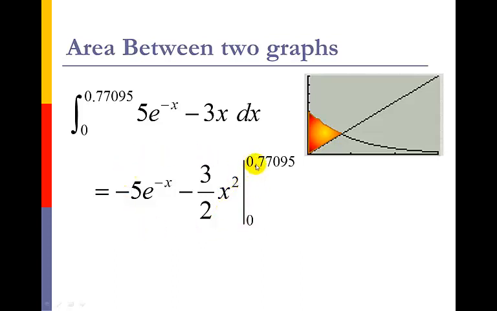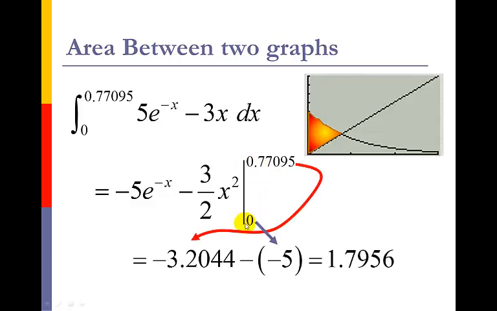Next step is this vertical line is just kind of reminding us, telling us, hey, you still have to plug in the x's and take the difference. And so let's do that. So we plug in 0.77095 into this antiderivative. I crunched it out and I got something like negative 3.2044.